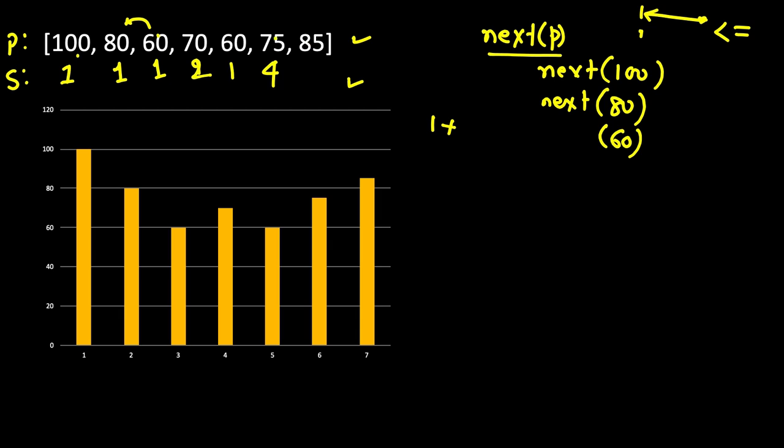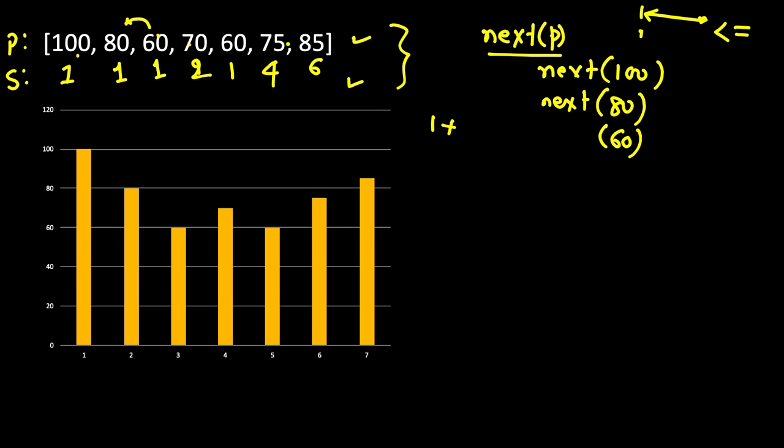Next 85. Smaller, smaller, smaller, smaller, smaller, larger. So here the value will be 6. So this is the very basic approach, and we take one step at a time. We look at all the previous prices until we reach a higher price, and we store the prices and spans. So this is a valid way, but this is very unoptimized.